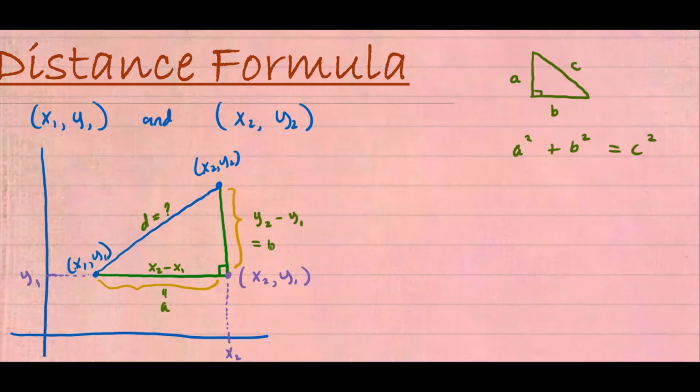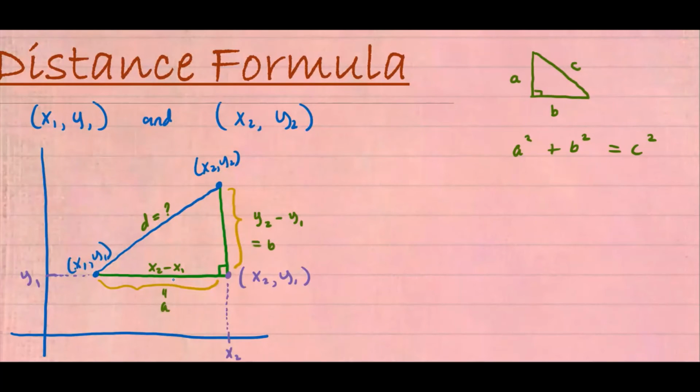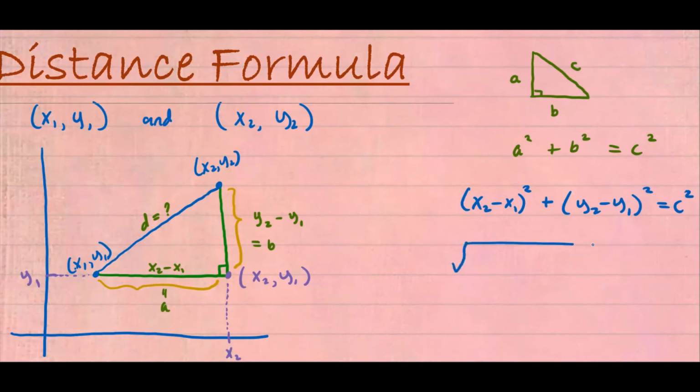So if I plug them into this formula, I get the following. I have A squared, well, A is my x2 minus x1, so that's x2 minus x1 squared, plus B is the length y2 minus y1, so we square that, is equal to some C squared. To finally solve for C, we square root both sides. So we have the square root of x2 minus x1 squared plus y2 minus y1 squared is equal to C. So that's the hypotenuse. So here's the formula.